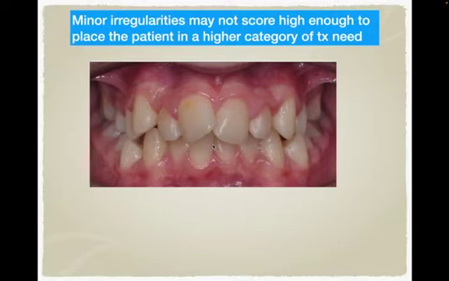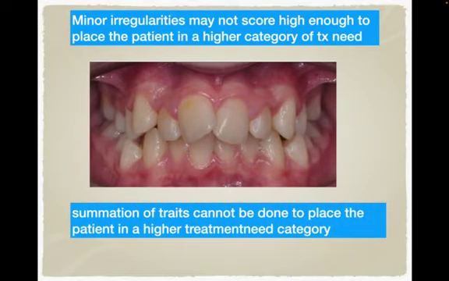Still not high enough. It is indicated for treatment, but a lot of patients will go for treatment before him because they score 4D and 5D. So patients with irregularity don't get a high enough score to get the treatment.